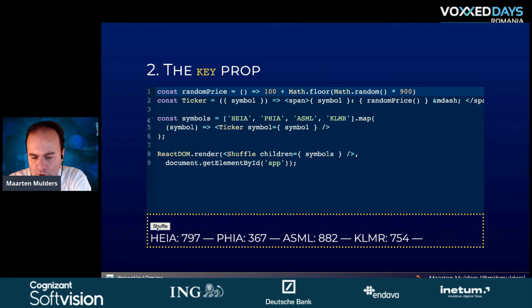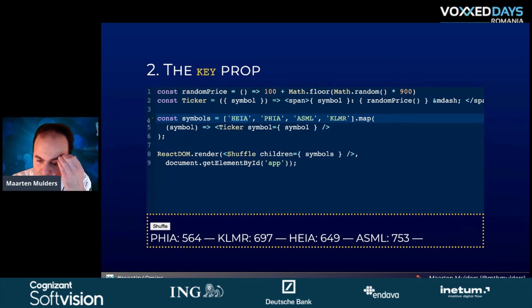And as soon as I start shuffling the items, I didn't show you how that shuffle component is implemented because it's not relevant at this point. Let's remember that Heineken is 797. If I shuffle it, Heineken is now 649. What does this mean? This random price method got executed again. But why is that? Because it's Heineken still, after all. It should not recompute that price, should it?